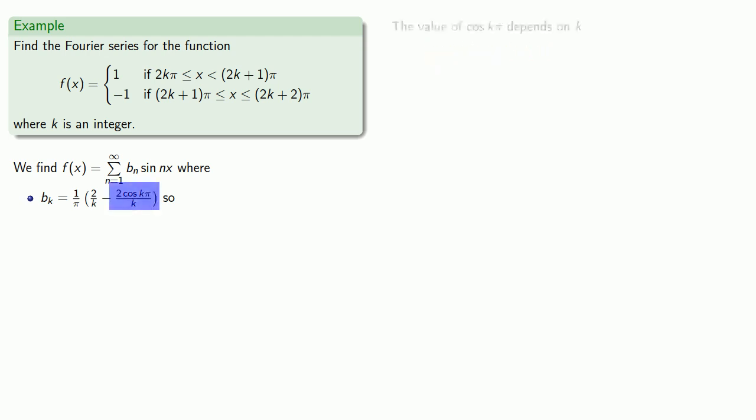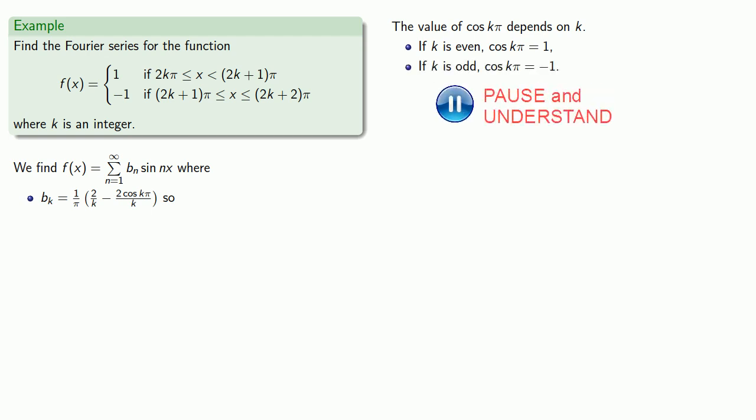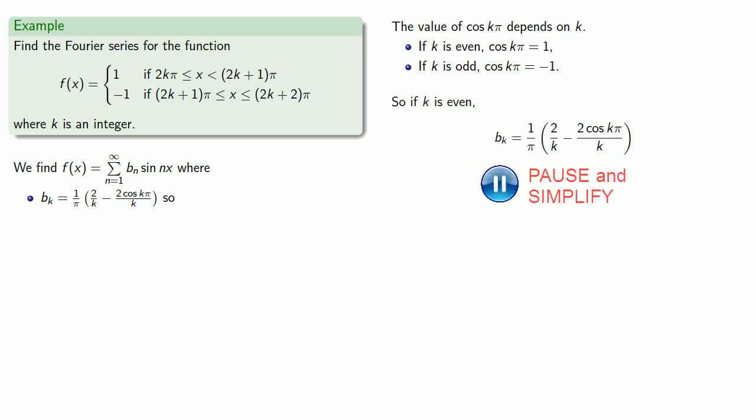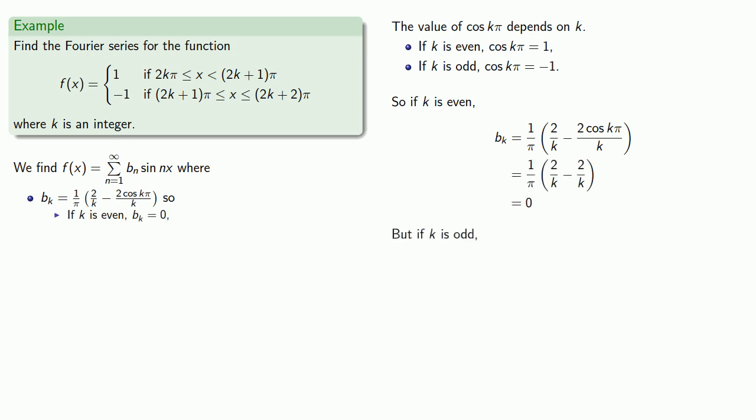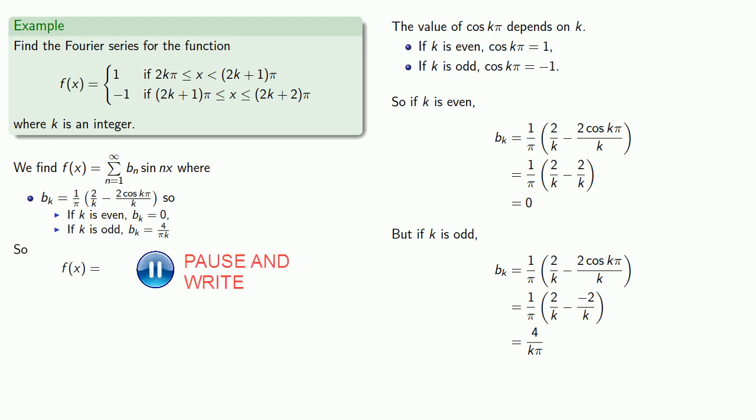The value of cosine k pi depends on k. If k is even, cosine of k pi is equal to 1. If k is odd, cosine of k pi is equal to negative 1. So if k is even, our expression for bk will become 0. But if k is odd, our expression for bk will be 4 over k pi. And so our series will look like this, and if you want to show off a bit, you can rewrite our series in this form.